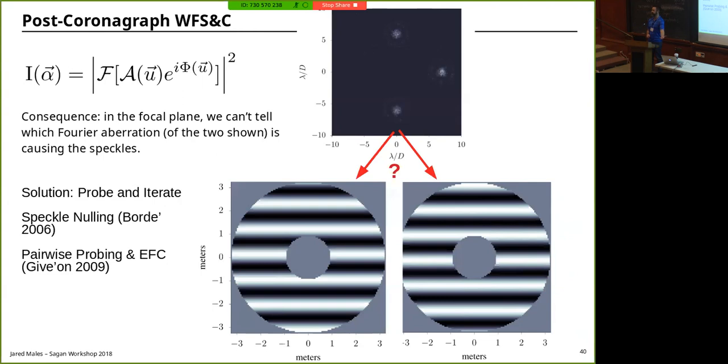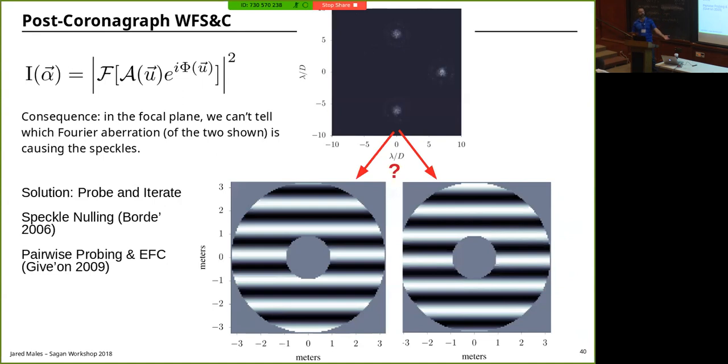But to correct that aberration, we need to know the complete electric field. And this is a fundamental problem with detecting intensity. So if we just have those 2 speckles, you don't know the difference. You can't tell which one it is. If you guess and put this one on, but it was actually this one, all you will have done is amplify the aberration, not correct it.